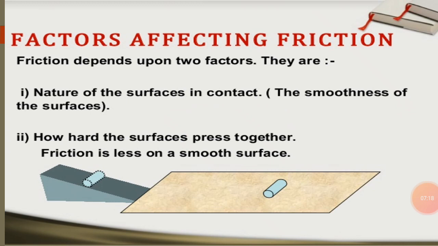Now, factors affecting friction. In this activity I have already told you the first factor. The first factor is the nature of the surfaces in contact, or the smoothness of the surfaces. From this activity it is clear that the friction depends upon the nature of the surfaces in contact. The friction is more on a rough surface and less on a smooth surface. Now the second factor is how hard the surfaces are pressed together.